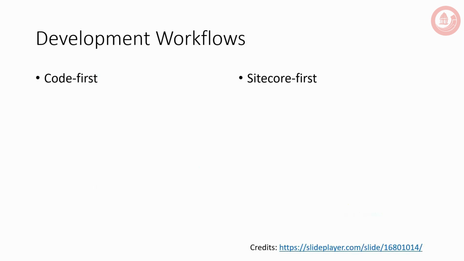You still have HTML. You still have more predominantly front-end development, but it can go both ways, code first and Sitecore first. Whatever projects I worked on, I mostly looked at them as Sitecore first. But what is the difference here?